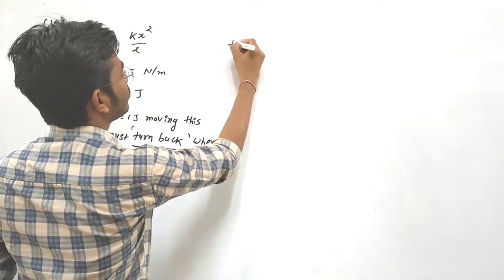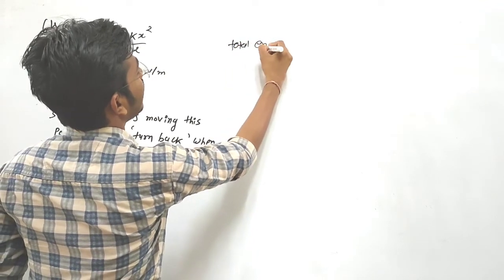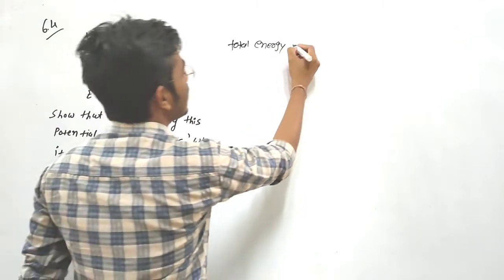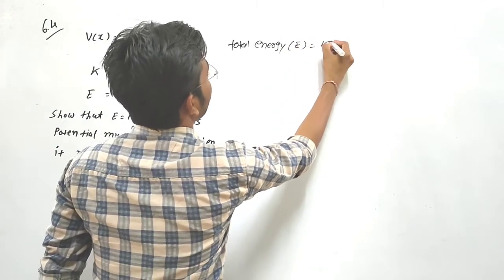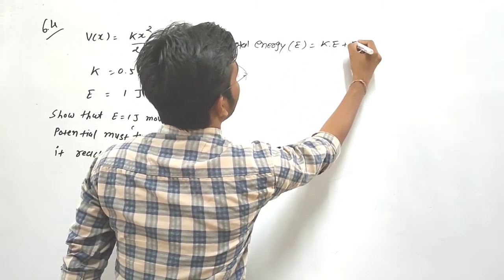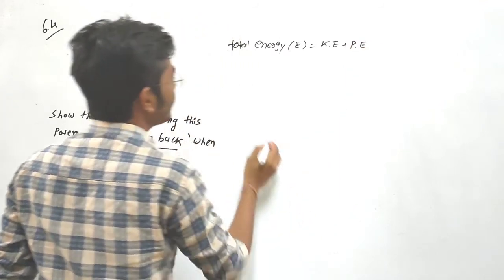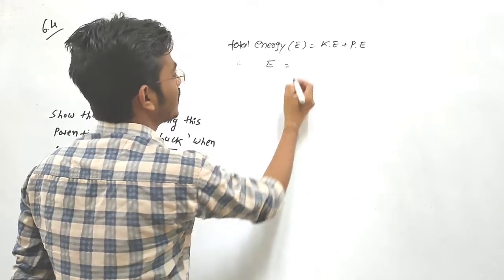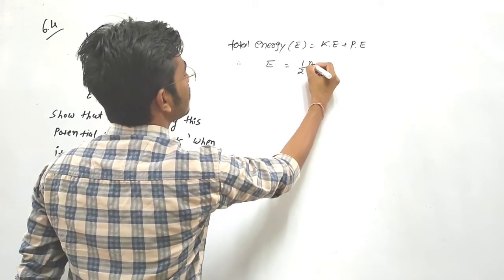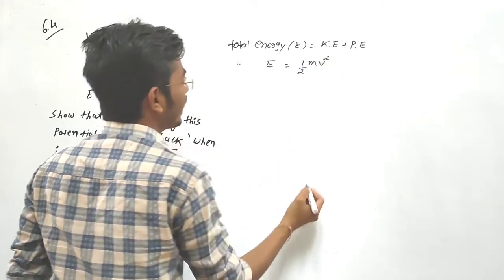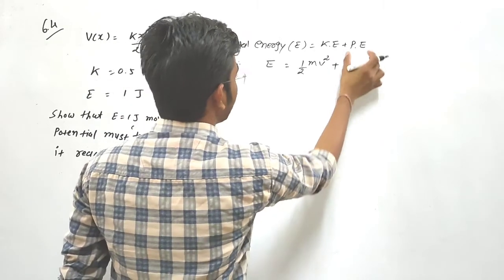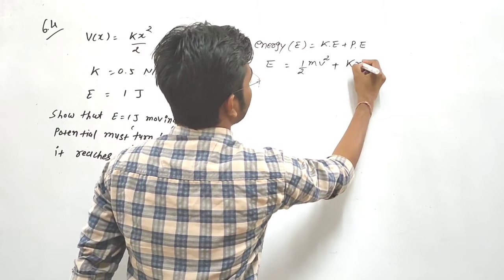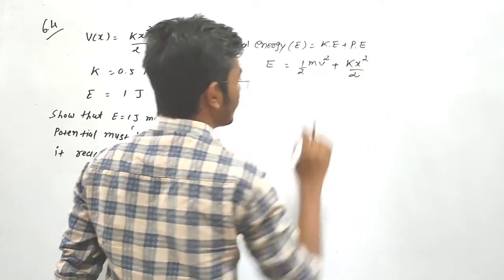As we know that total energy, that means E is equal to kinetic energy plus potential energy. So total energy is equal to E. Kinetic energy is equal to 1 divided by 2 mv square plus potential energy. Potential energy given data में है क्या है? kx square divided by 2.